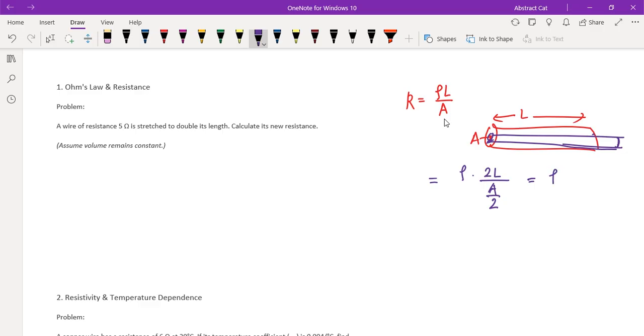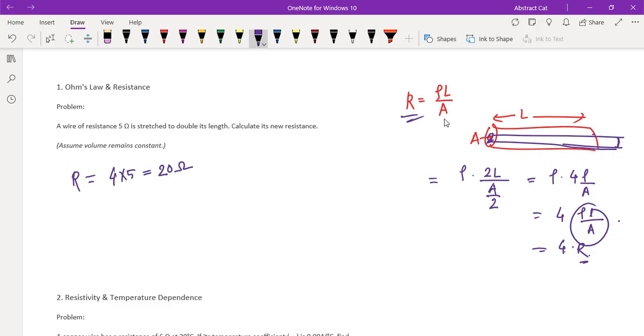So rho times 2L by A by 2 gives 4 rho L by A, and rho L by A is R, so the new resistance is 4 times the old resistance. Multiplying by 5, we get 20 ohms. That's a very easy numerical.